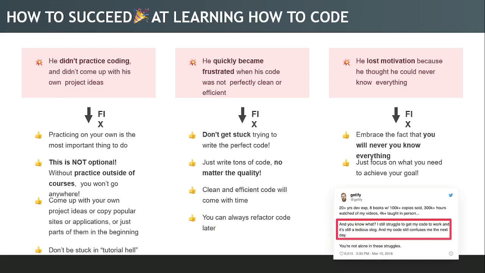Another one, he did not practice coding and he didn't come up with his own project ideas. So to fix this, if you learn something, try to get more exercises by yourself. Okay, try to go on Google and ask for more questions. Be creative and get more questions about what you have studied, so that you can practice it to the maximum. So practice on your own is the most important thing to do. This is not optional. Without practice outside the course, you won't get anywhere.